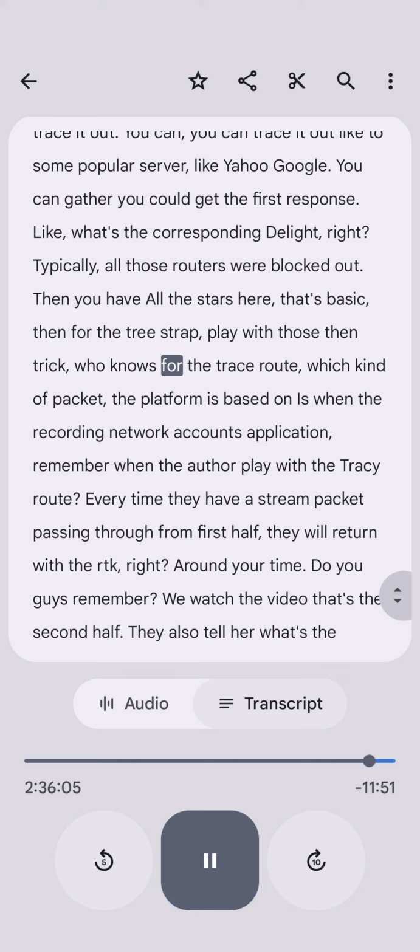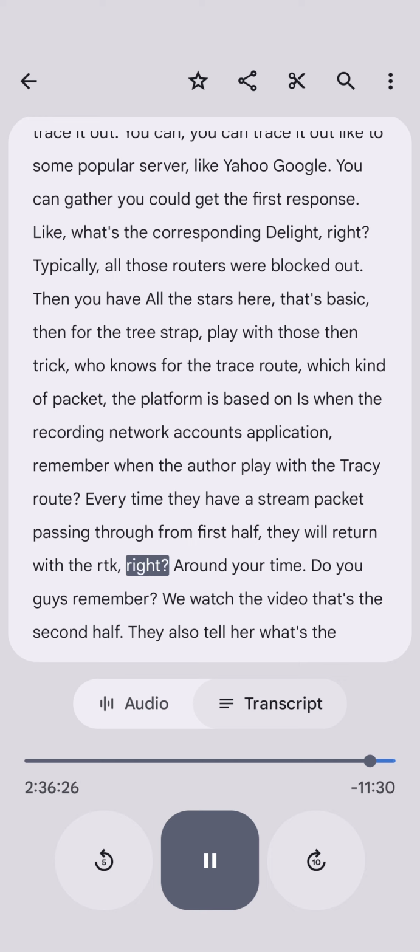Then who knows which kind of packet the protocol is based on for traceroute? I just wonder who already has network concepts here. Remember, when you play with traceroute, every time they have a stream of packets passing through from the first hop, they will return with the RTT, right?